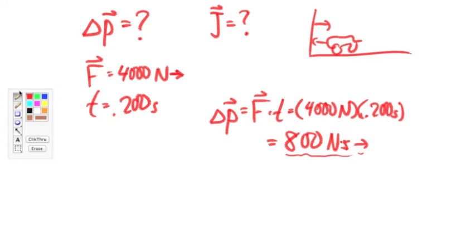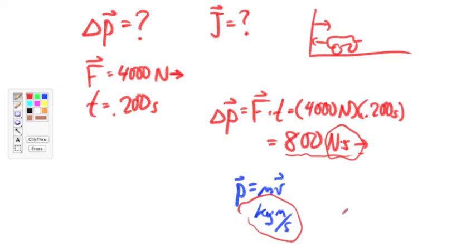Quick moment for units here. Momentum itself is mass times velocity. Mass is in kilograms, velocity is in meters per second. So why do we have kilogram meters per second here and newton seconds for change in momentum? Well, it turns out these are the same thing. If you plug in for newtons, kilogram meters per second squared, do the math on it, it will turn into kilogram meters per second. So newton seconds, kilogram meters per second, same thing.